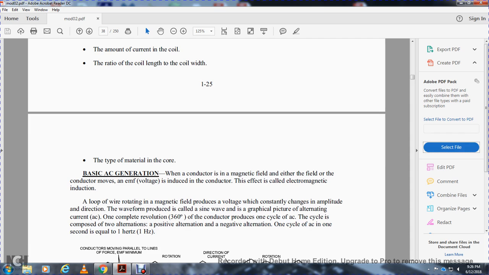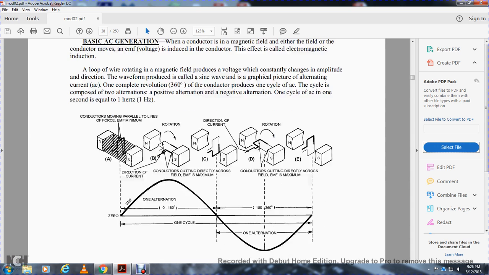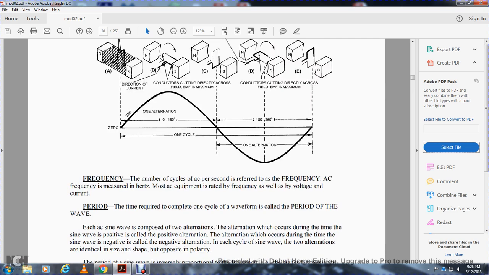The conductor produces one cycle of AC, but the cycle is composed of two alternations, a positive alternation and a negative alternation. One cycle per second is one hertz, or 1 hertz. One alternation is 180 degrees, with 360 degrees for a complete cycle. Frequency: the number of cycles per second is referred to as frequency. AC frequency is measured in hertz. Most equipment is rated with frequency as well as voltage and current.